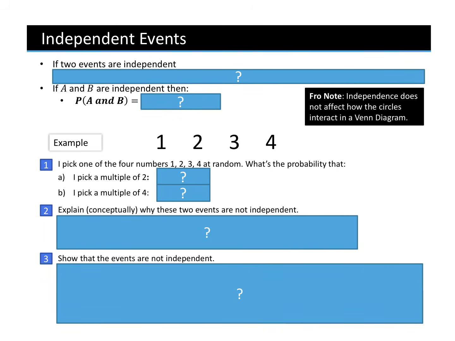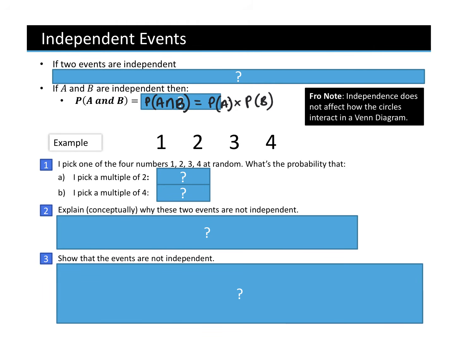Two events are independent. If two events are independent, then whether one event happens does not affect the probability of the other happening. So if A and B are independent, then the probability of A intersection B equals the probability of A multiplied by the probability of B. Another rule you need to know.